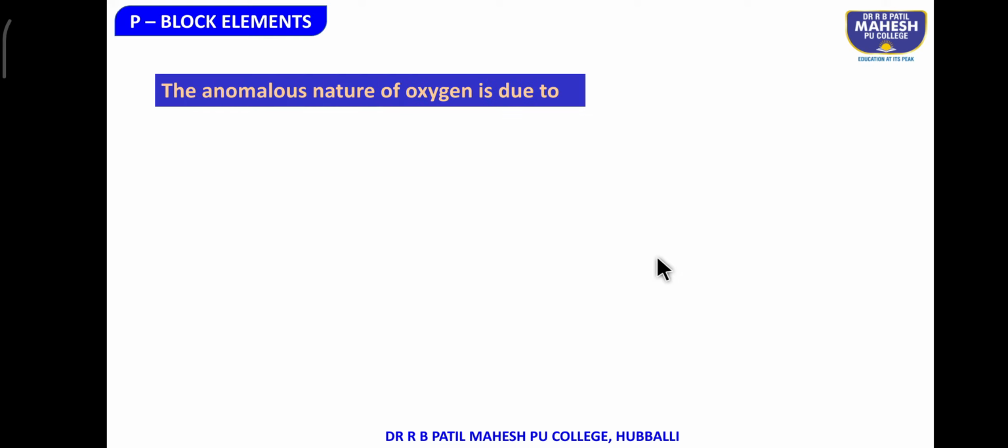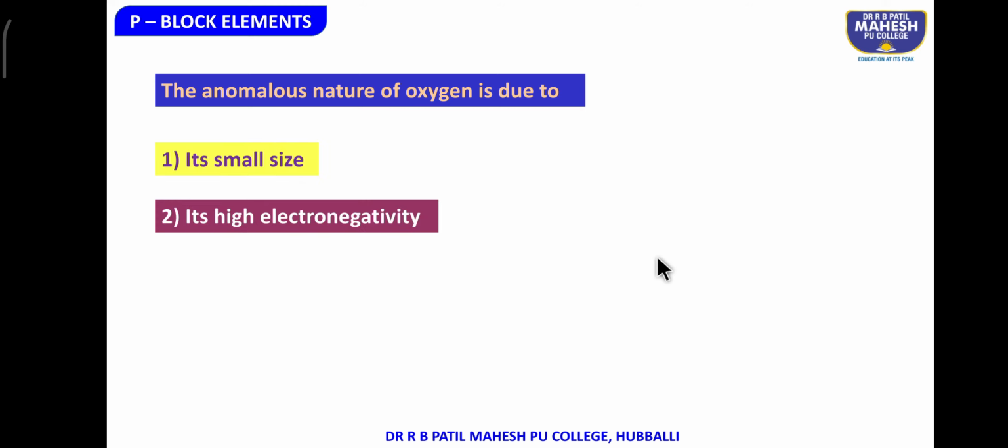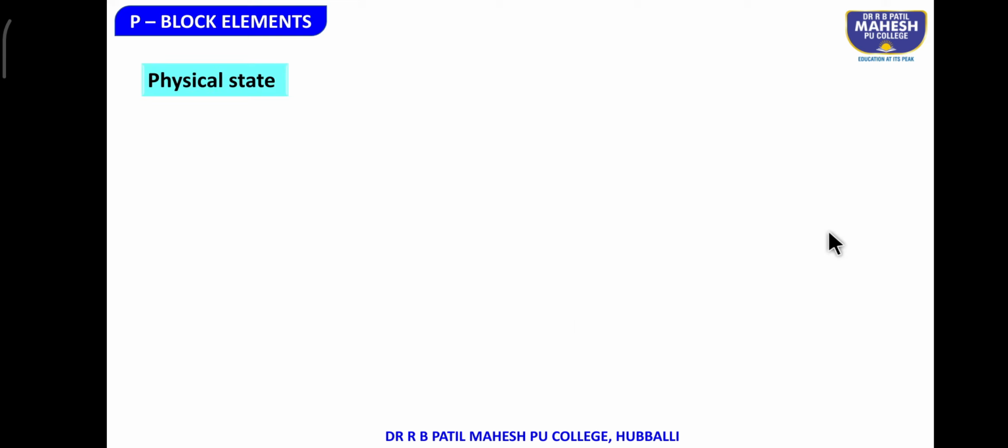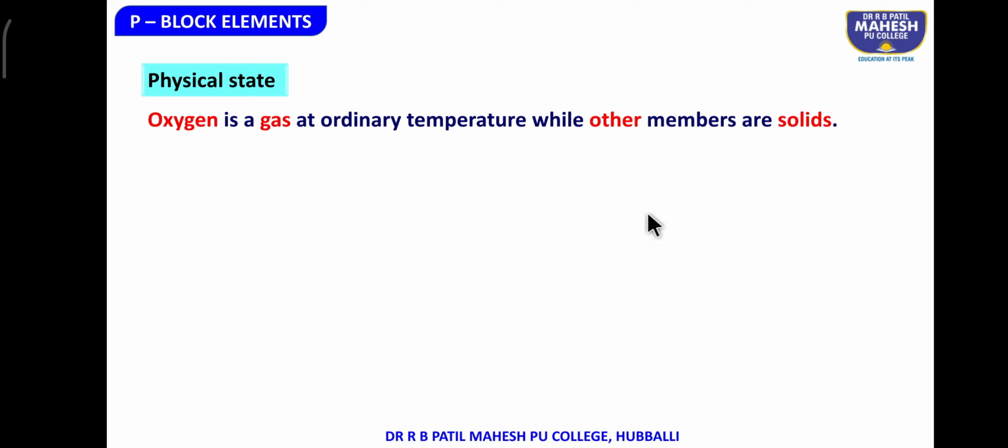The anomalous nature of oxygen is due to small size, high electronegativity, high ionization enthalpy and absence of vacant d orbitals in the outermost valence shell. We can study the anomalous properties of oxygen even under the heading of the physical state of oxygen compared to other elements. Students, whatever you are learning is also called the anomalous properties of oxygen.